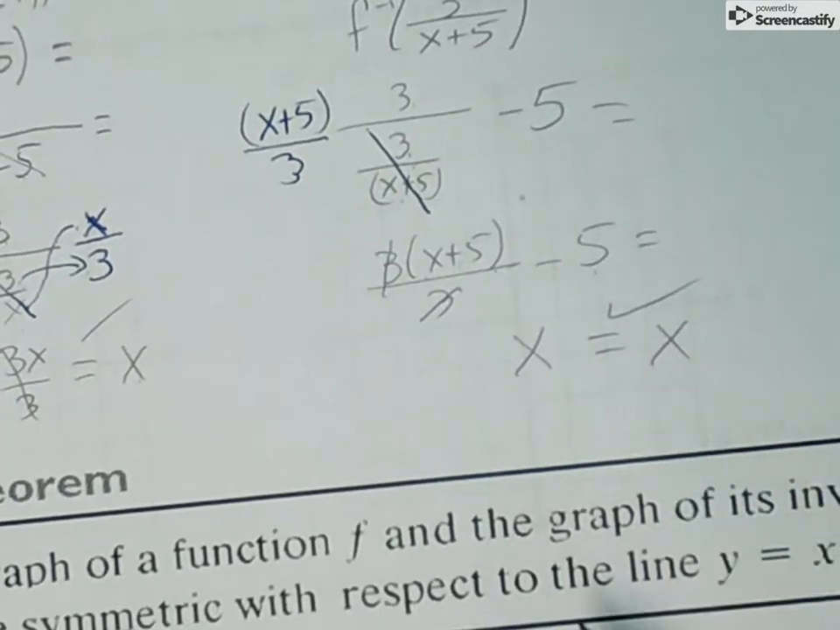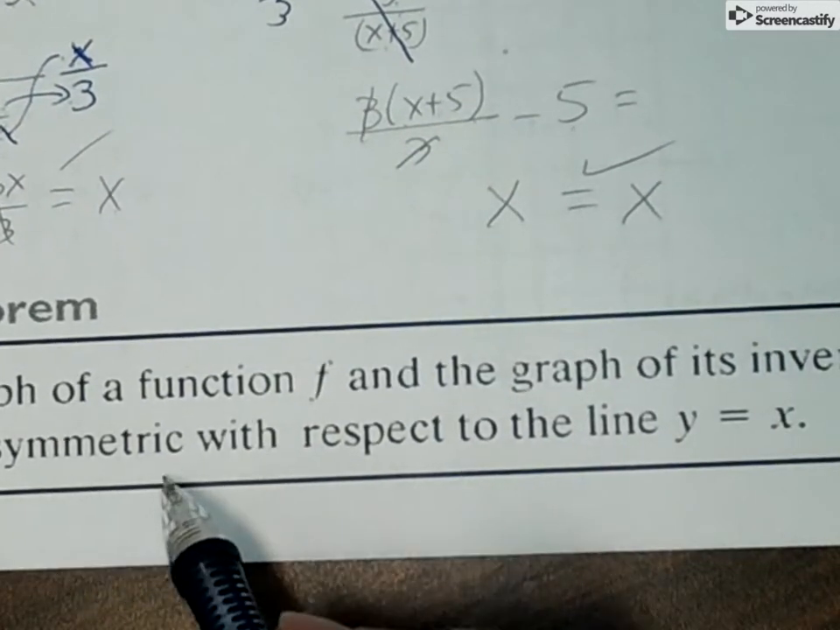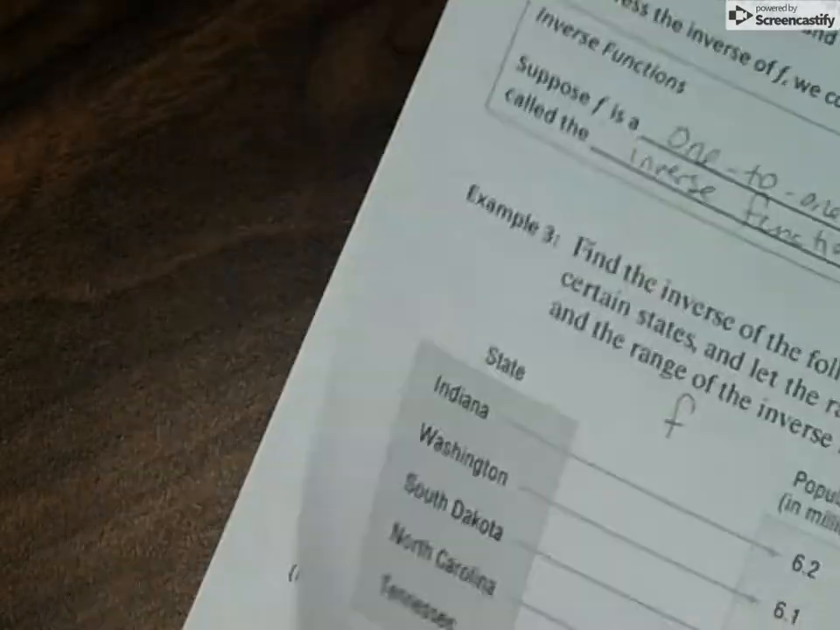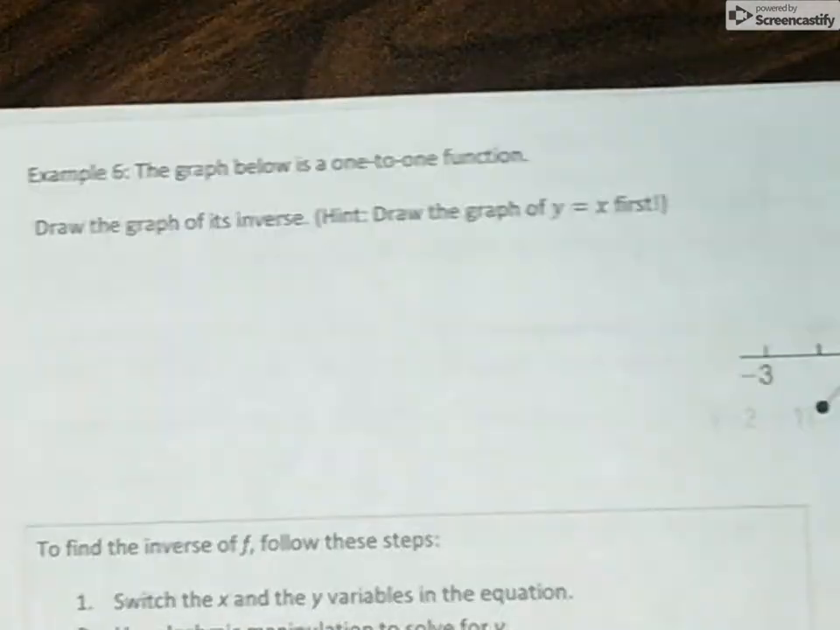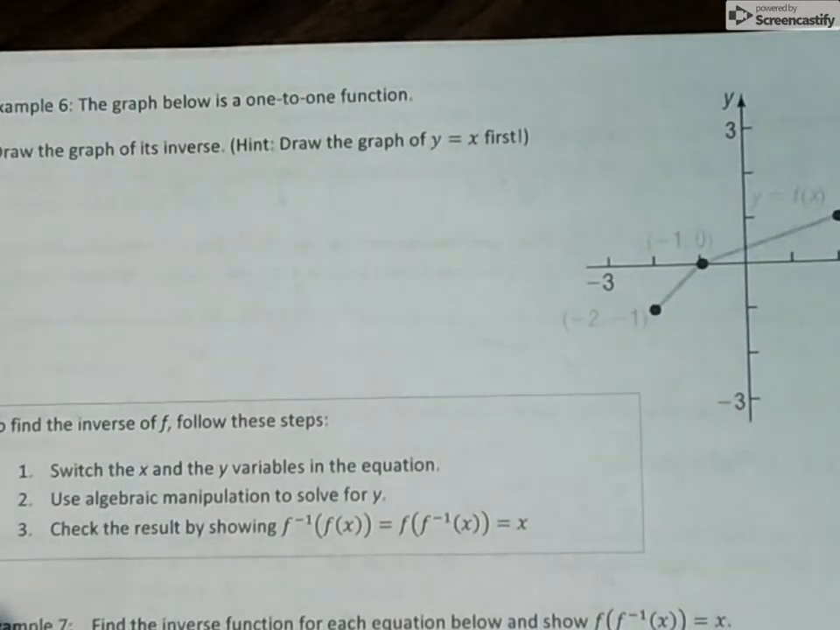Okay, now we have this theorem that says that the graph of function f and the graph of its inverse are symmetrical in respect to the line y equals x. So let's see what this looks like. Turn over our paper. And let's take a look at these points. Let's shrink this down so you can actually see.